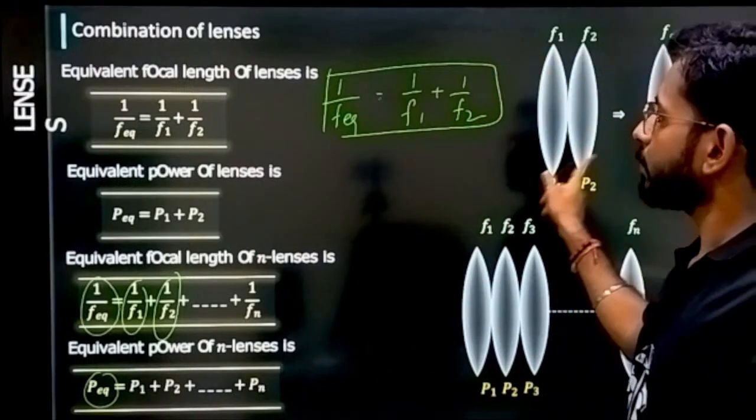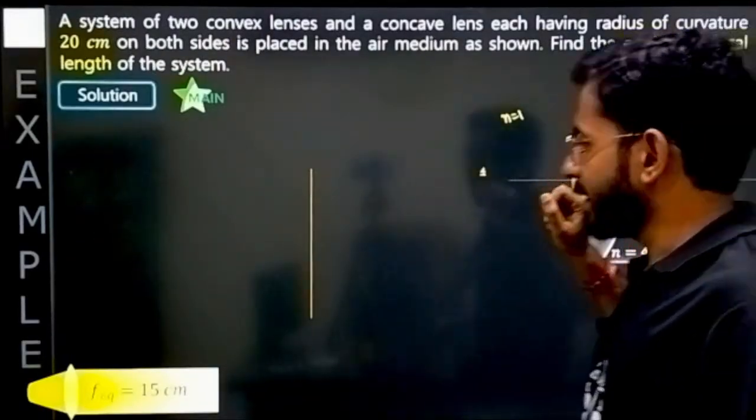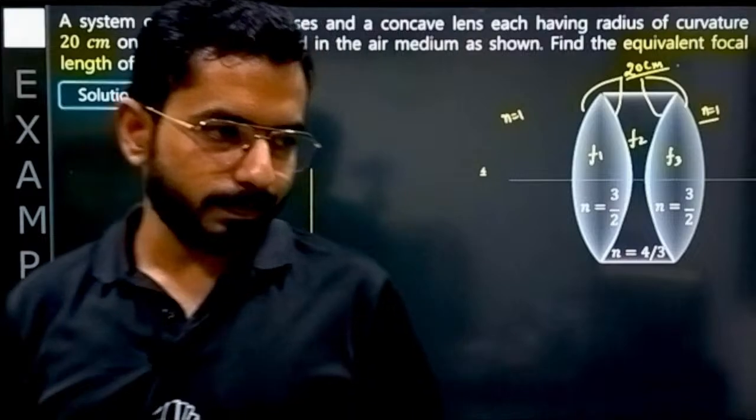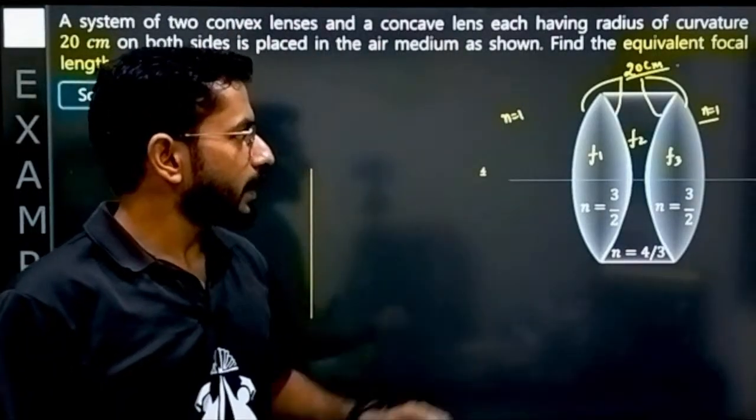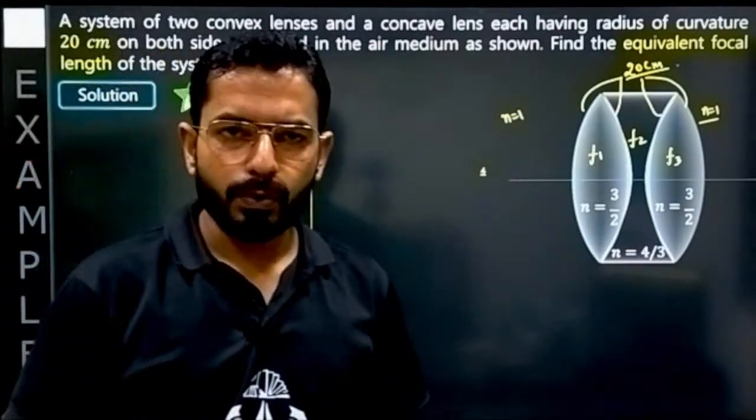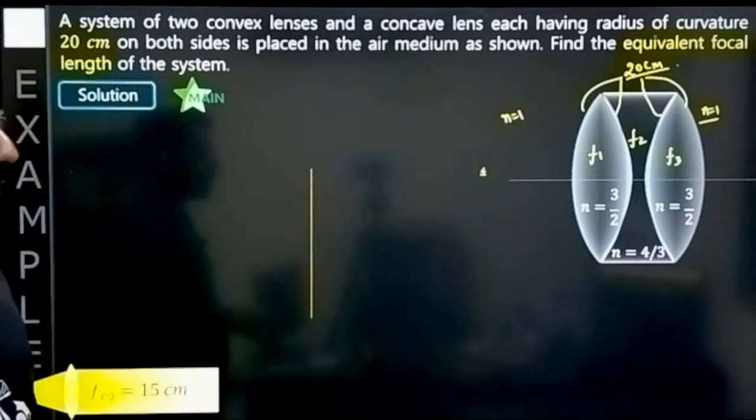Correct? See, here it is a combination of 3 lenses. Tell me what will be the equivalent focal length. Just calculate the equivalent focal length.